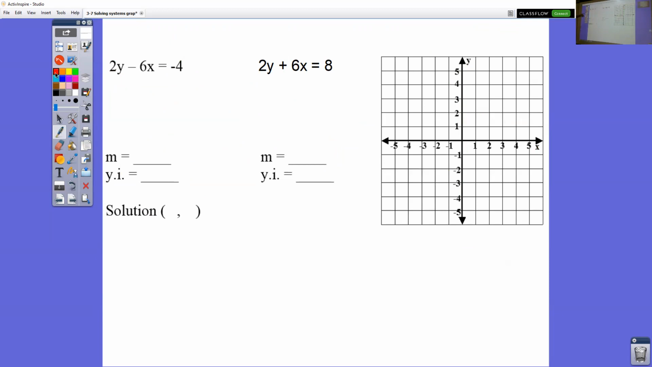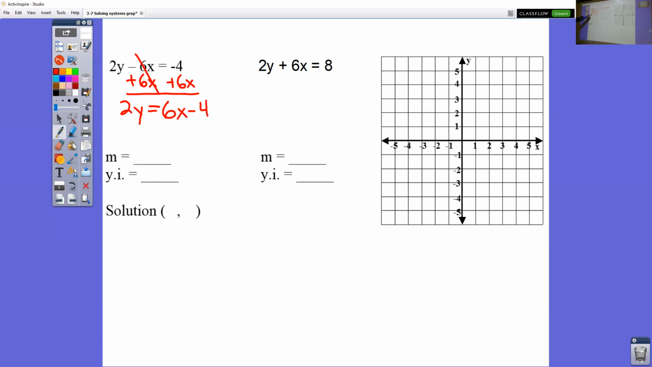Take a look at another one. 2y minus 6x equals negative 4. To get that 2y all by itself, I need to do plus 6x and plus 6x. Bring down my 2y. Those 6x's cancel out. I want to switch around my order here. Negative 4 plus 6x is really 6x minus 4.